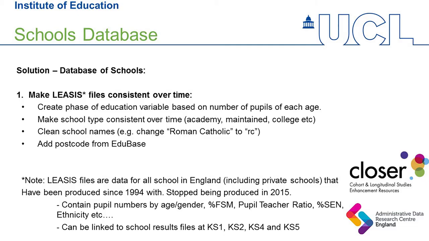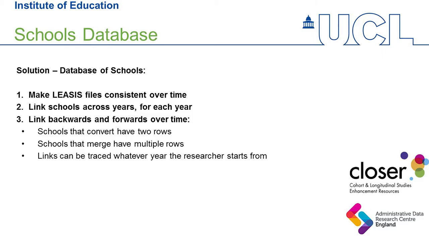So we think this will be incredibly useful. It also allows you to consistently link to other school level files. There are school level files on Key Stage 1, Key Stage 2, Key Stage 4, and Key Stage 5 that go back to the 1990s. These data have really useful variables, like the percentage of free school meals. For years from 1996, they have the number of 4, 5, 6, 7, 8 year olds by sex in every single school, state and private. I've used this data to look at demand for private schooling because it's got fantastic data.